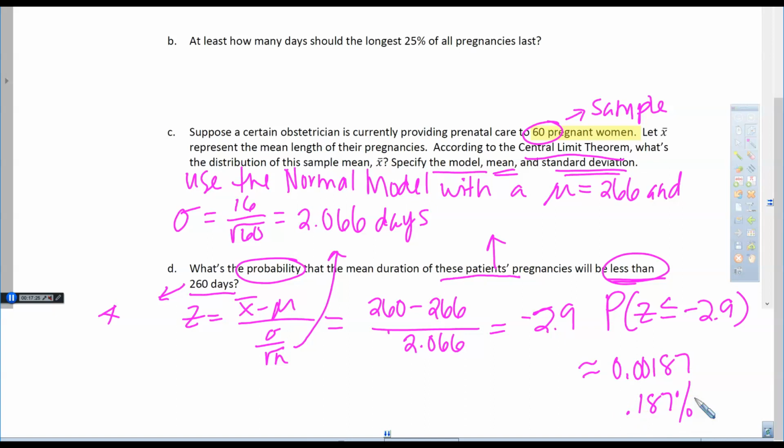But again, on the quiz, you definitely want to be able to do this: calculate sigma and mu, calculate z, and calculate the probability. So make sure you know how to do that for tomorrow's quiz.